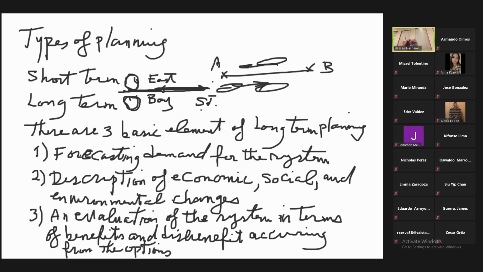So one of the things that we do in long-term planning is writing what we call the environmental impact report. The environmental impact report.